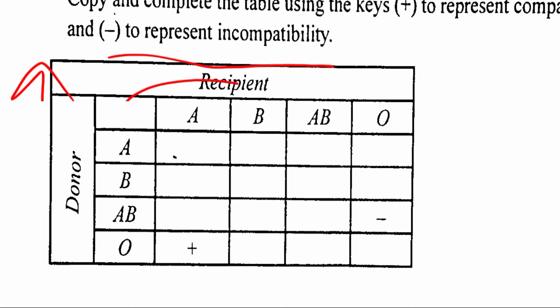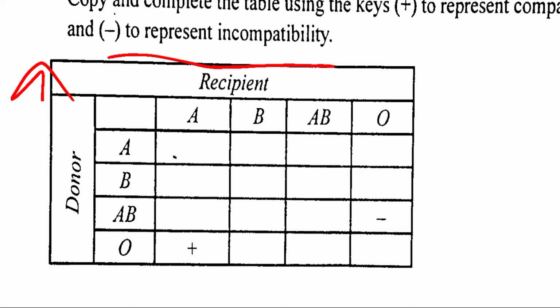So now A to B in this particular cell. A person who has blood type A cannot give blood to a person who has blood type B on grounds that a person with blood type B has in their plasma anti-A antibody that will react with the antigen A on the A blood type to cause agglutination. So this will be incompatible.